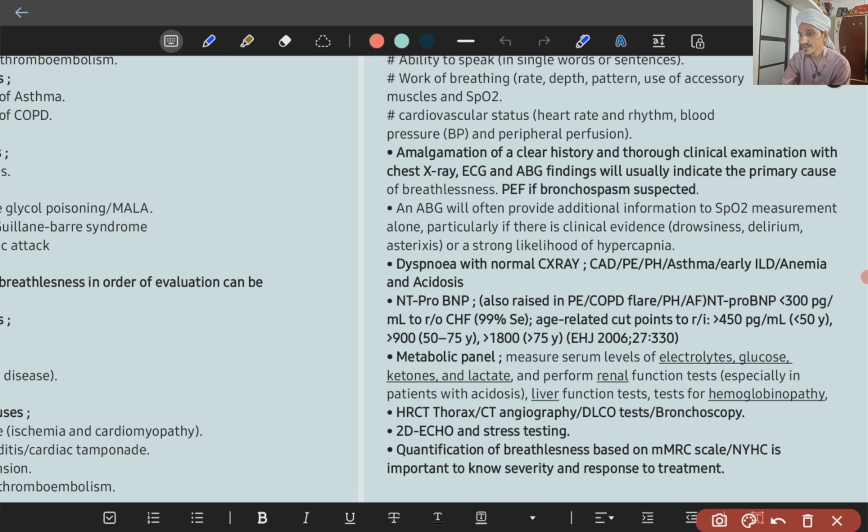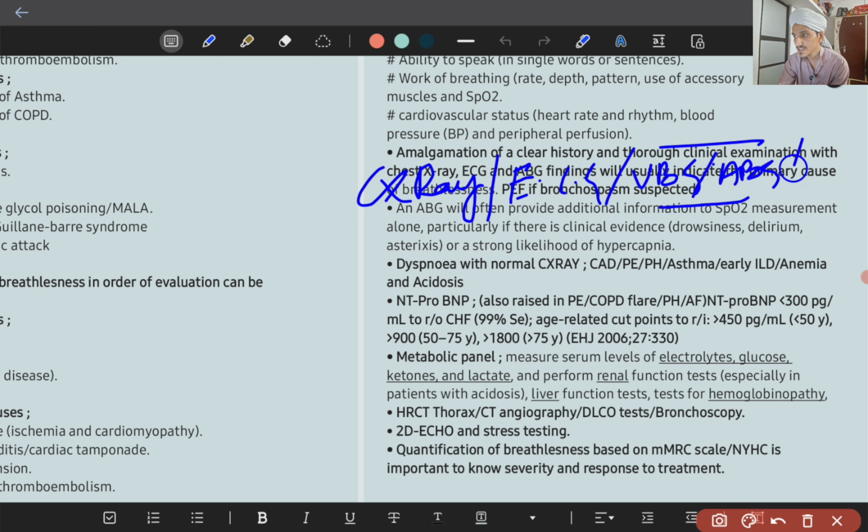First line investigations, to summarize: chest X-ray and ECG, VBG or ABG. And if you are suspecting asthma, PEF. NT-proBNP if you are suspecting a cardiac cause.